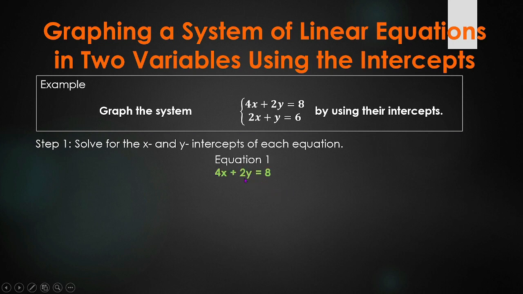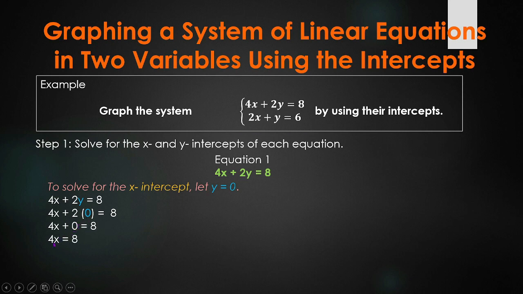So let us solve first for the x and y intercepts of the first equation. Let our first equation be 4x + 2y = 8. To solve for the x-intercept, we are going to let y be equal to 0. So in the equation 4x + 2y = 8, substitute 0 to y. So we have 4x + 2 times 0 = 8. Then 2 times 0 is 0. 4x + 0 is 4x.